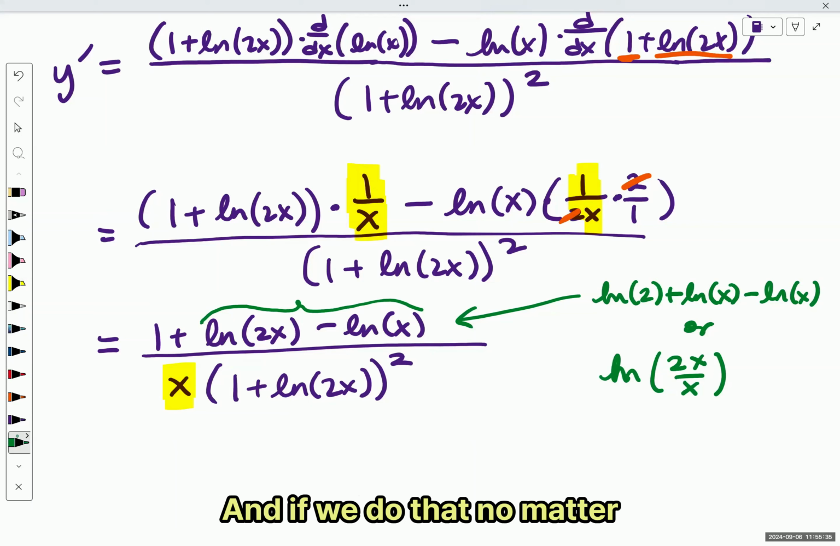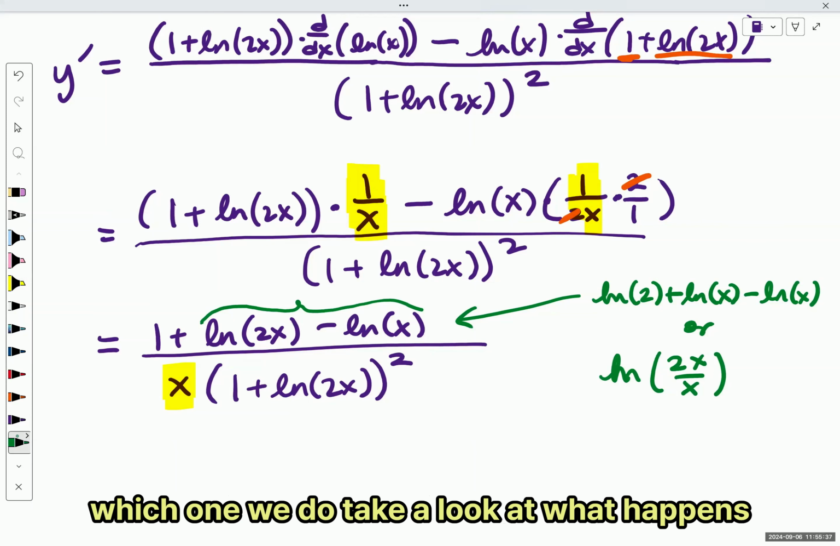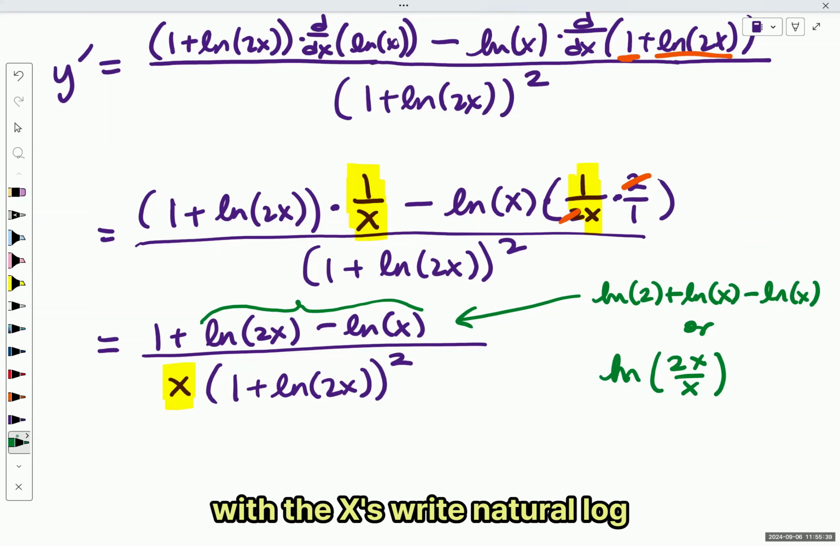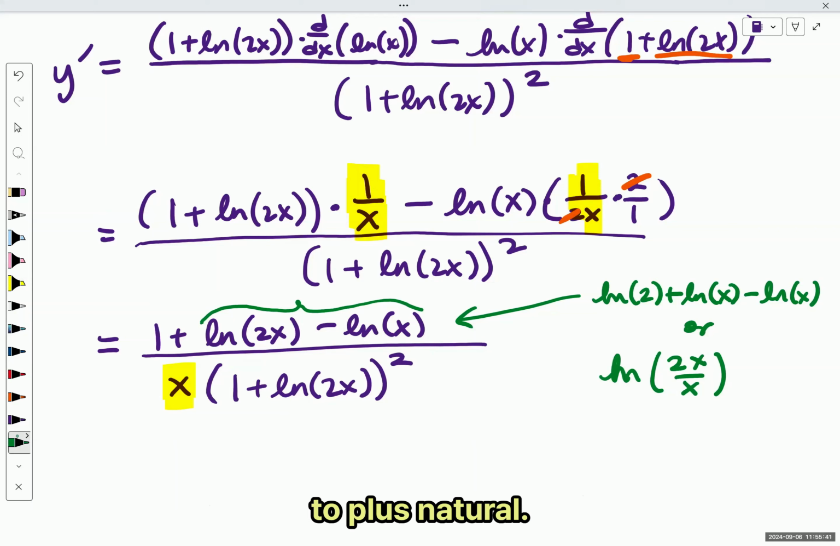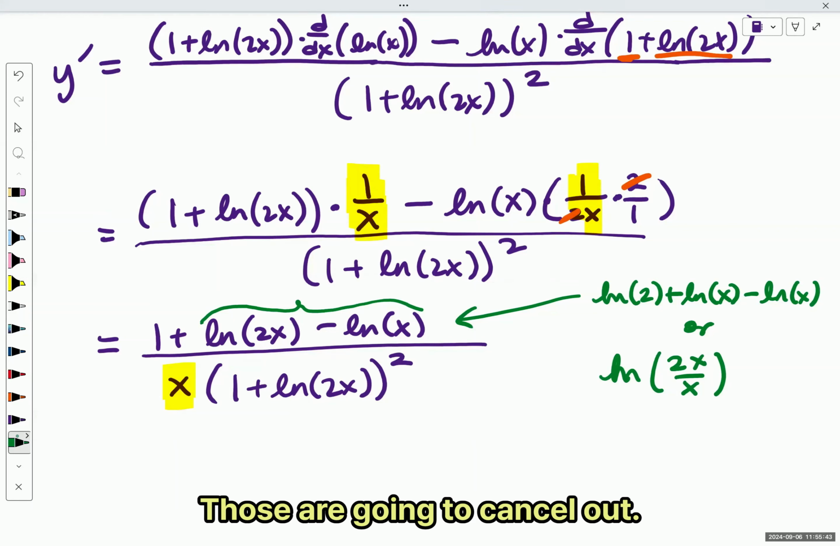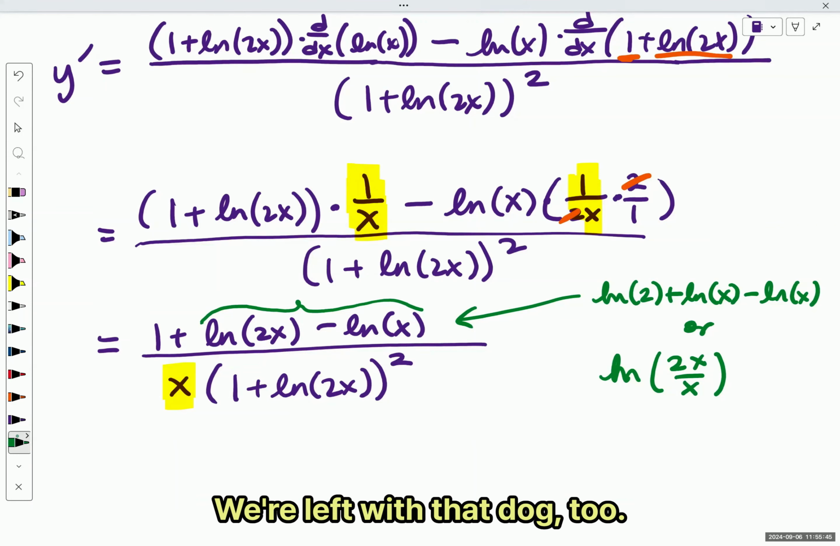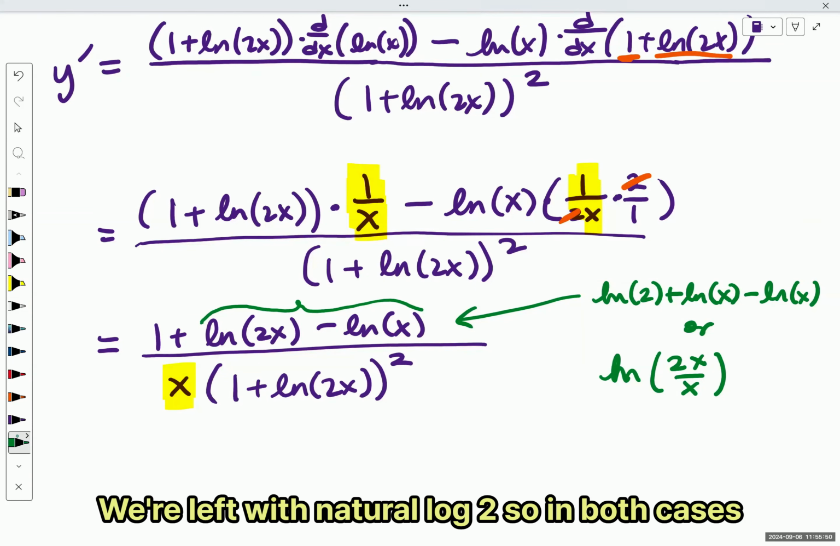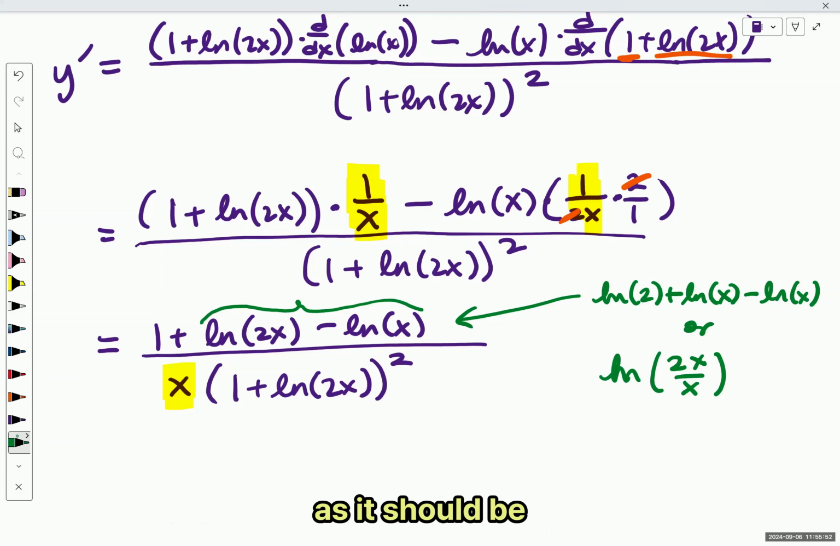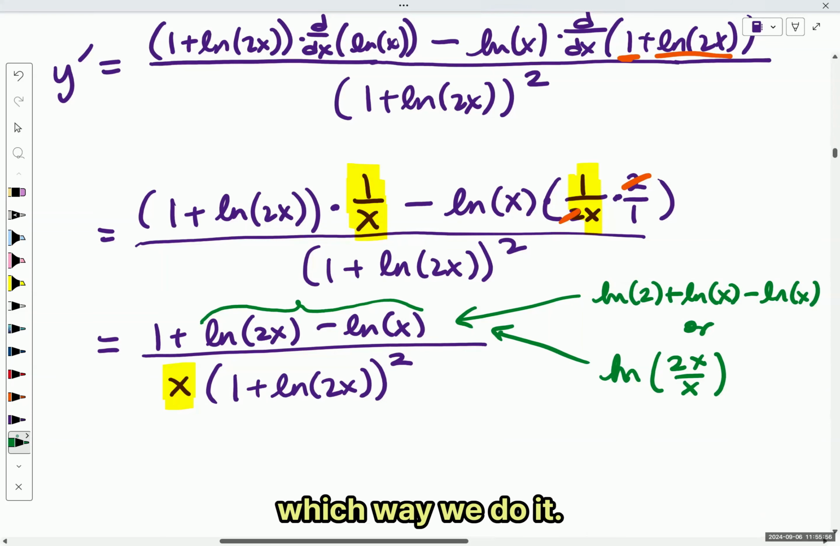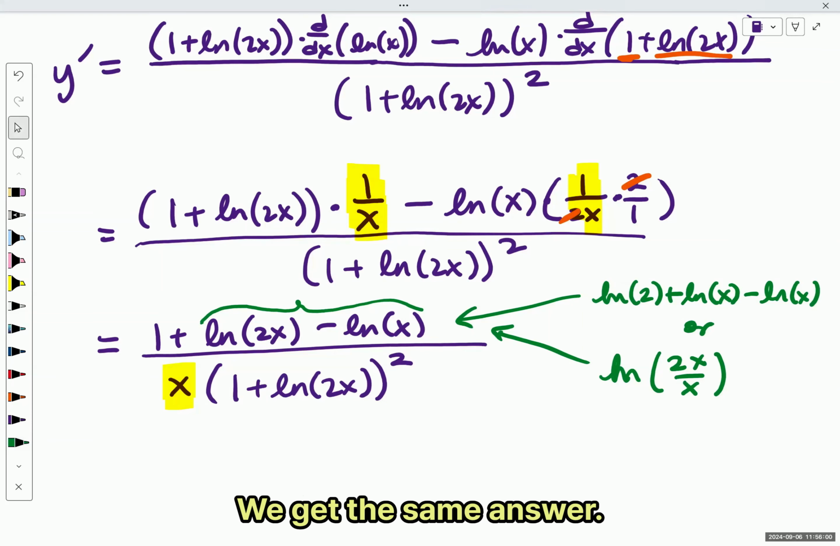And if we do that, no matter which one we do, take a look at what happens with the x's, right? Natural log 2 plus natural log x minus natural log x, those are going to cancel out. We're left with natural log 2. How about down here? The x's cancel, we're left with natural log 2. So in both cases, as it should be, it doesn't matter which way we do it. We get the same answer.